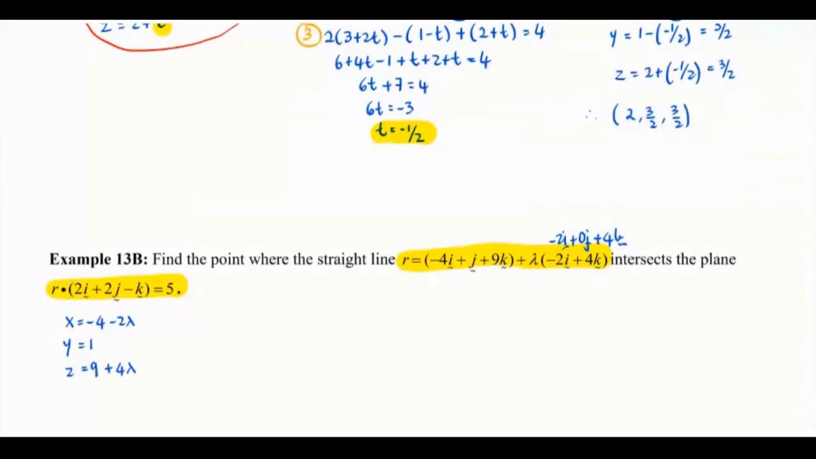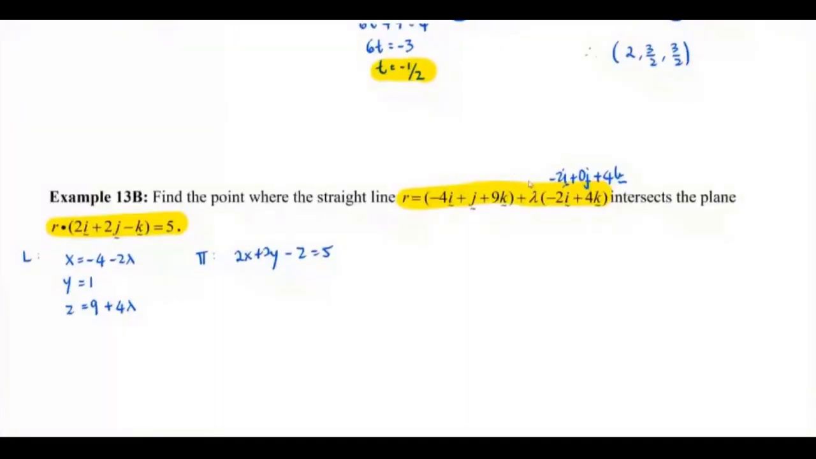Okay, so the equation of line is done. The plane, change to Cartesian, we can have 2x plus 2y minus z equal to 5. So substitute the line into the plane directly, we have 2 times -4 minus 2 lambda plus 2 times 1 minus z which is 9 plus 4 lambda equal to 5. Okay, because your y is 1, directly substitute 1 here. So we can have -8 minus 4 lambda plus 2. Okay, so lambda, we will get the total on the left hand side, how many lambda do we get?